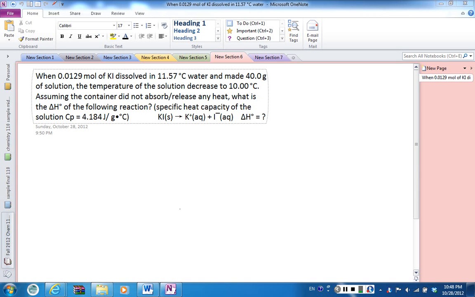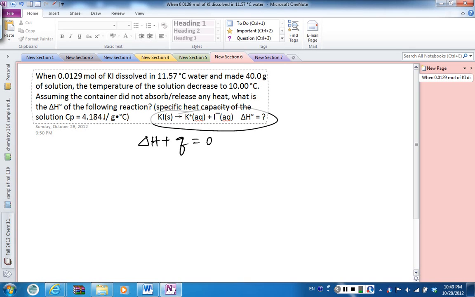The reaction we're looking at was the dissociation of potassium iodide into potassium ion and iodide ion in aqueous condition. So, you had a reaction happen in solution, which means we're looking at a calorimetry situation. And in calorimetry involving a chemical reaction, we know where to start. We always have delta H plus Q equal to 0.